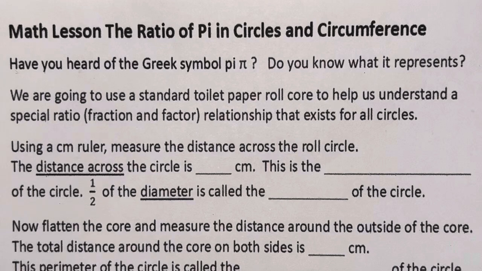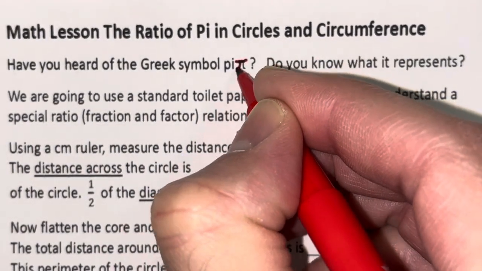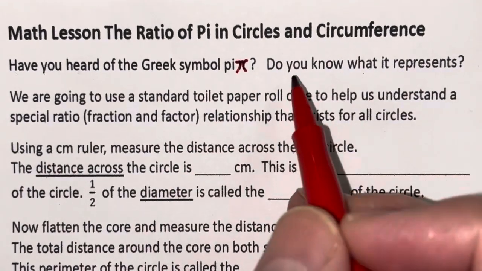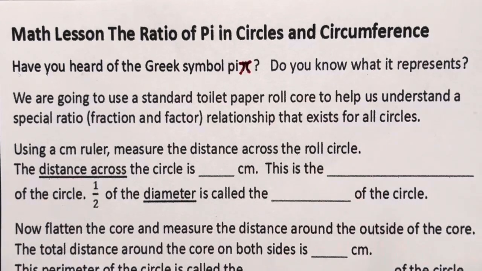So have you heard of the Greek symbol pi? So a little wavy line. Or do you know what it represents? Within circles, what is this symbol going to represent?